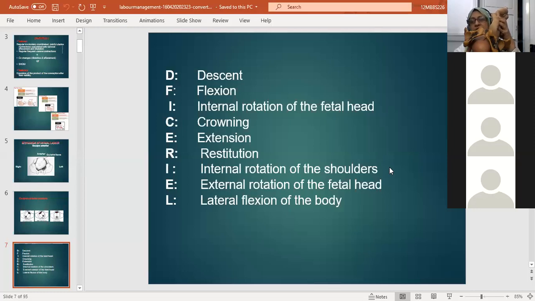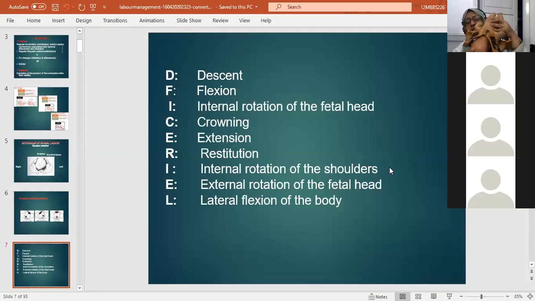Because of the pressure of the levator ani, the head undergoes rotation and becomes occipito-anterior, from occipito-transverse to occipito-anterior. Now it is a flexed and rotated head. After this internal rotation, there is crowning. Crowning means that you are able to see the fetal head, like a turtle, which appears with contraction and then goes back. When you can see the fetal head without parting the labia, that is known as crowning.